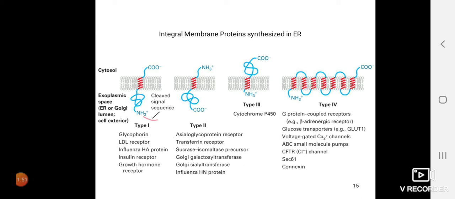Third is the one with normal orientation, but the cytoplasmic C terminal is larger and the N terminal on the exoplasmic side is very small. Cytochrome P450 is a very good example of this.